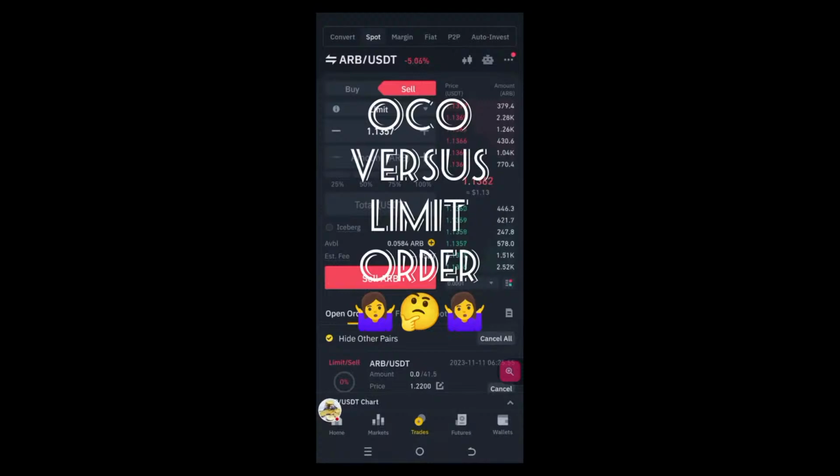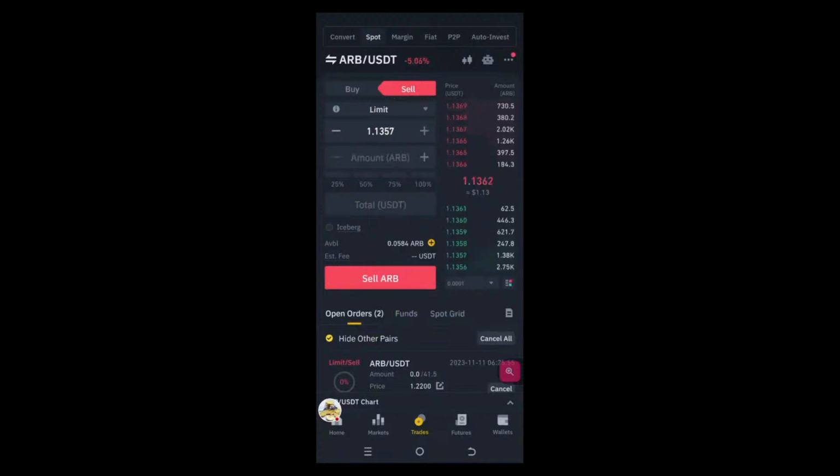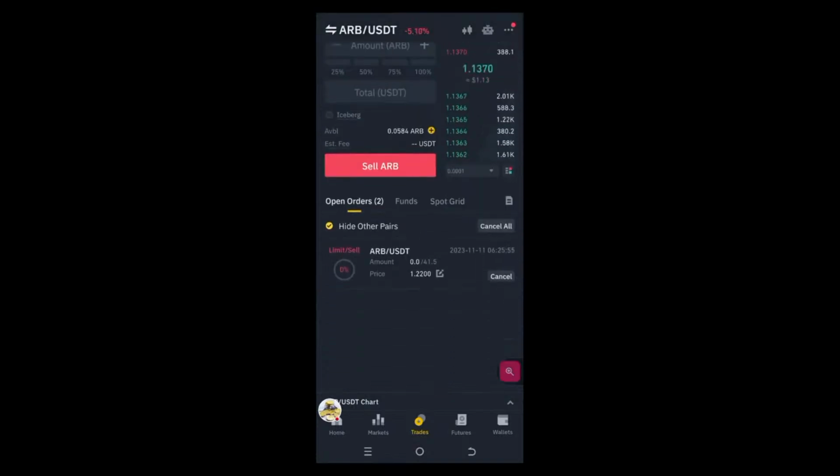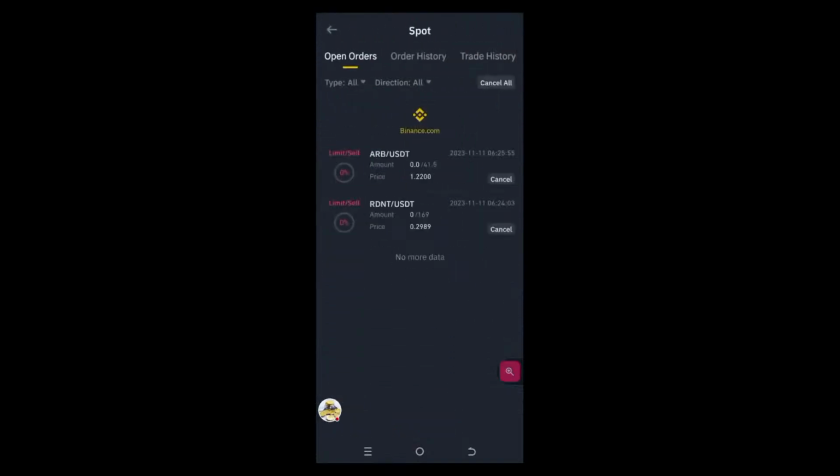OCO versus limit order. Why would I go for that, right? So limit order gives me an opportunity to set the amount I want to get. Okay, now you need to understand it. Limit order gives you an opportunity to set an amount that you want to get. So you set that amount, right? Like we have here, I've said I want to get ARB, I want to make maybe like 1.5%, and I set it. So in limit order, all I have to do is just put in the amount I want to get.